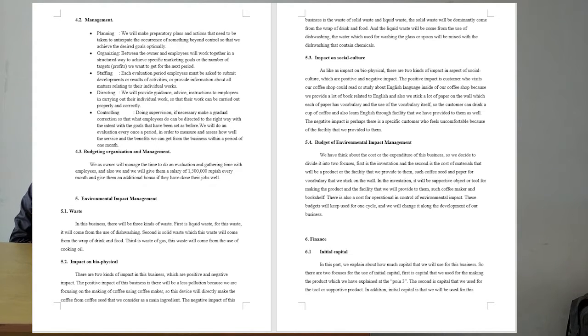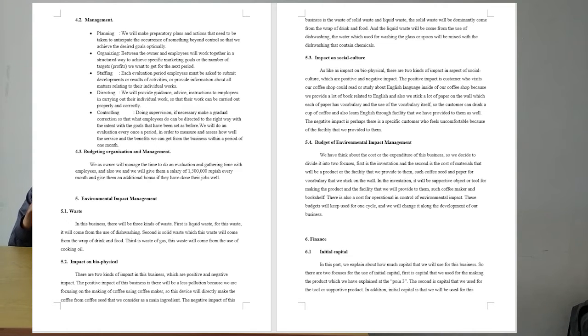The third one is staffing. In its evaluation period, employees must be asked to submit developments or results of activities or provide information about all matters relating to their individual work. Then next is directing. We will provide guidance, advice and instructions to employees in carrying out their individual work so that their work can be carried out properly and correctly.